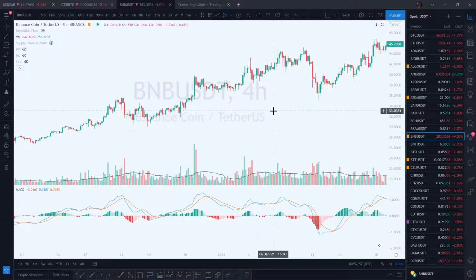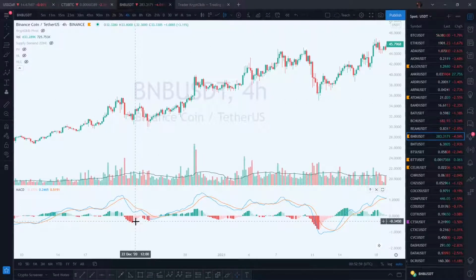MACD is using divergence. This is a histogram. The histogram is the momentum at which price changes. That is the speed. You can calculate divergence on the MACD itself and on the histogram. Most times people prefer to use the histogram. Now look at this. There is a divergence somewhere around here. I don't know if you can spot it.